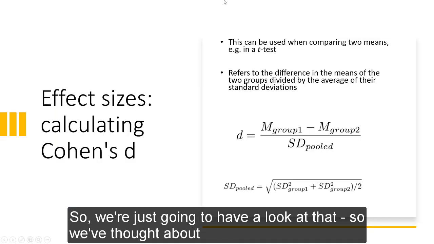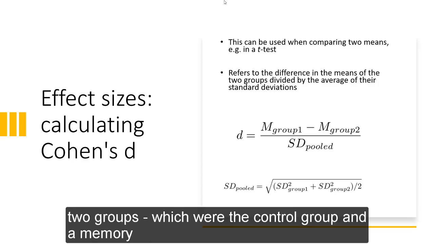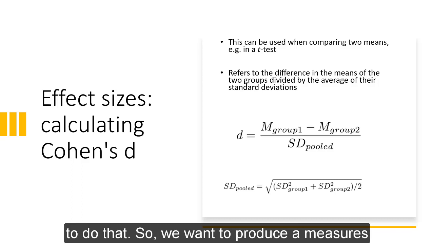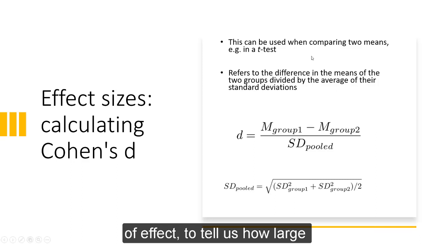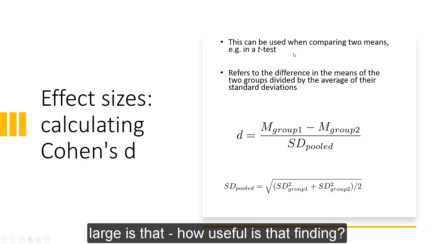We've been using a t-test to compare the means of our two groups, which were the control group and a memory training intervention. And we used a t-test to do that. So we want to produce a measure of effect to tell us how large the difference we identified, which was 4 points, is. How practically large is that? How useful is that finding?